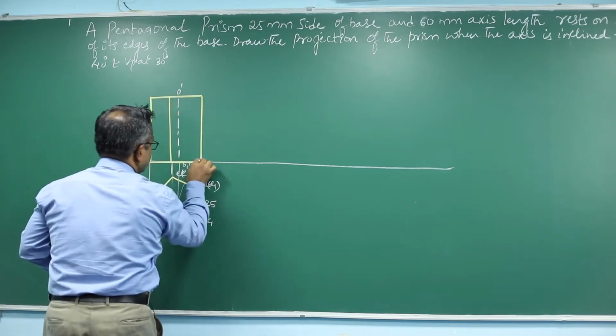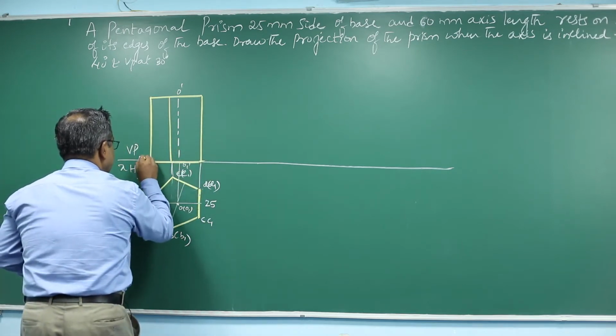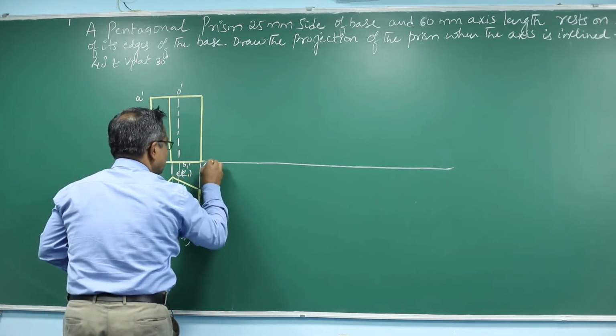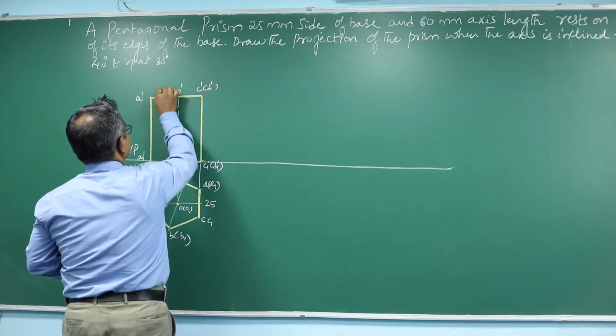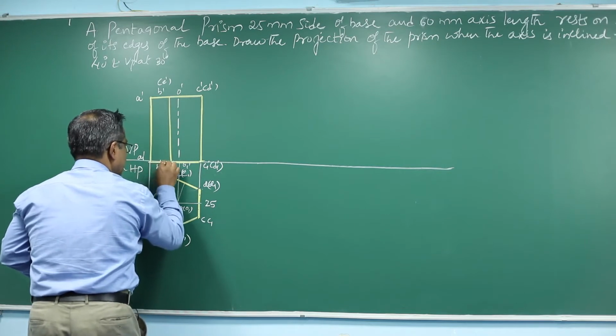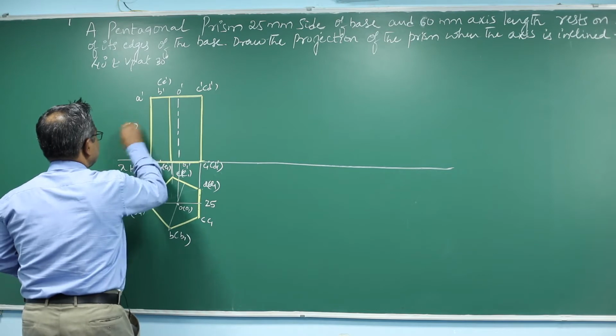So this is my initial set of what? The top view and front view of the pentagonal prism, in which A1 dash is visible, A dash is not visible. This is C1 dash is visible, but D1 dash is not visible. C dash and D dash. This is B dash comma what? E dash, and it is B1 dash comma what? E1 dash, in which the axis height is 60 millimeter.